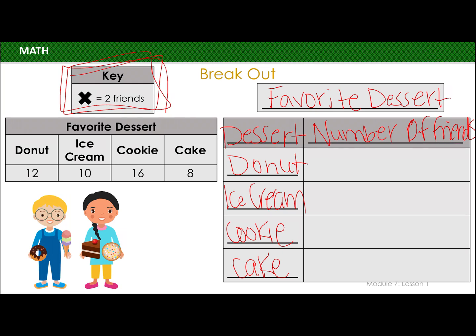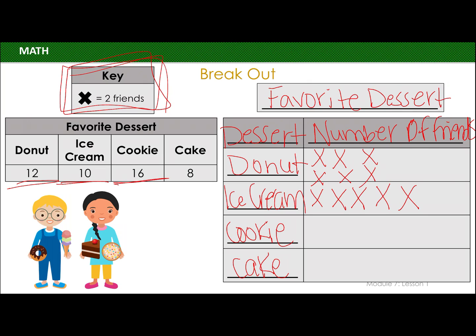So for donut, I have 12 friends said that their favorite dessert was donut. So I'm going to write 2 friends per x until we get to 12. So count by 2's and be careful. 2, 4, 6, 8, 10, and 12. My next dessert is ice cream. 10 friends said ice cream for their favorite. So I'm going to count by 2's again. 1, 2, 3, 4, 5, 6, 7, 8, 9, 10.